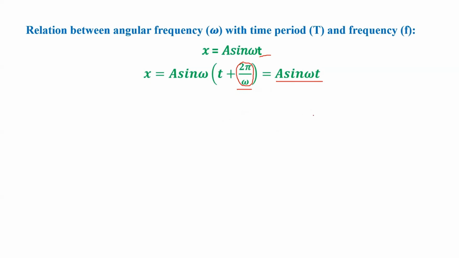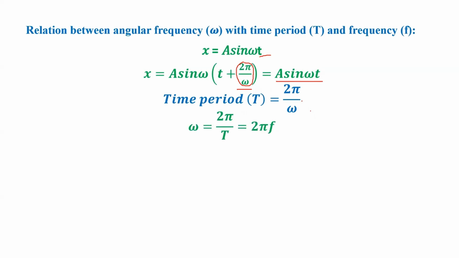So that's why 2 pi by omega is the time period. Therefore, the time period t equal to 2 pi by omega. From this, omega equal to how much? 2 pi by t, and 1 by t is the frequency. So the reciprocal of the time period is the frequency. Therefore, omega equal to 2 pi f. So in this way, omega relates with the frequency, and time period relates with the angular frequency.